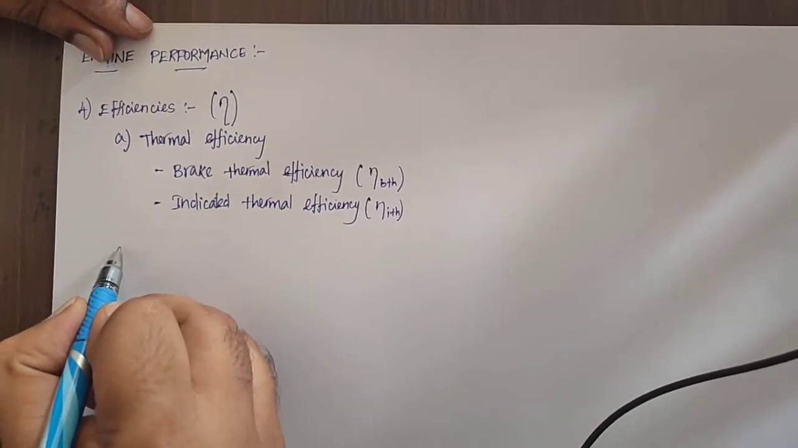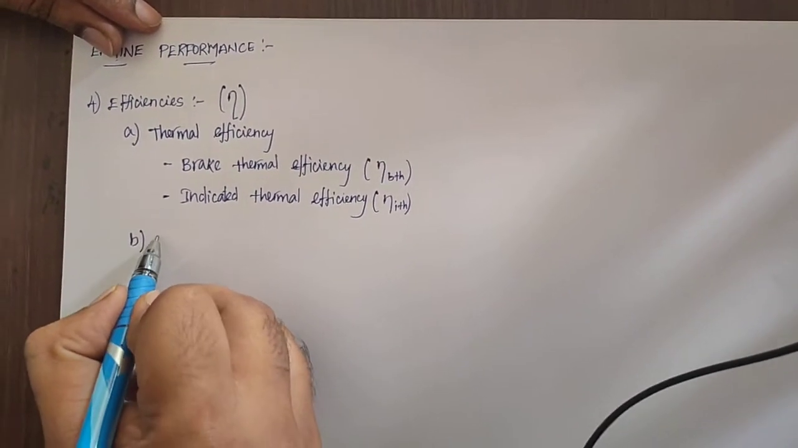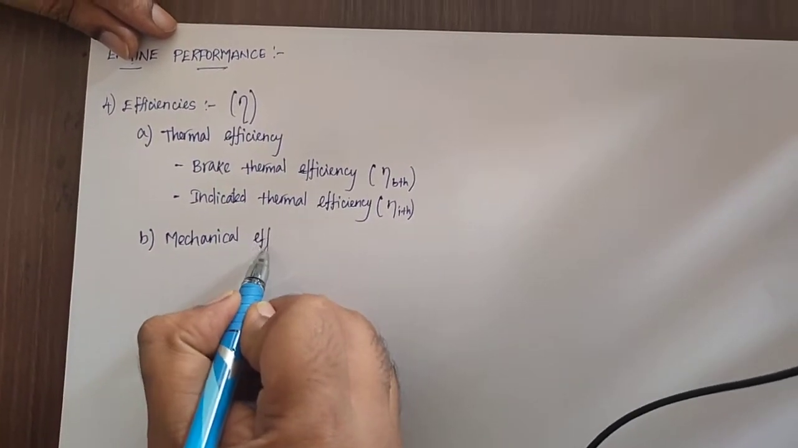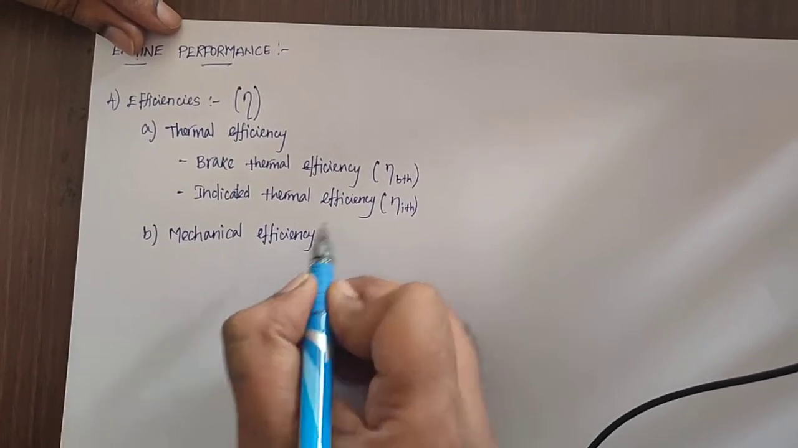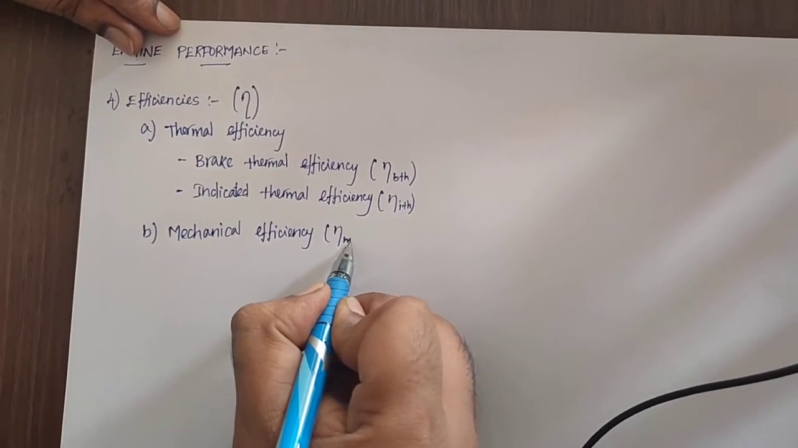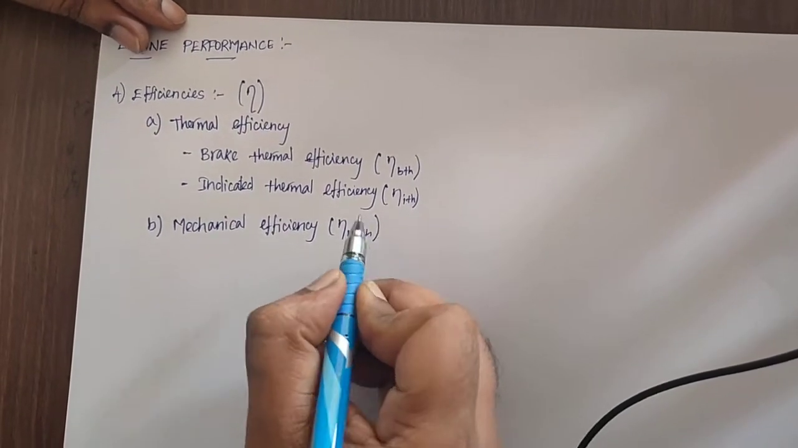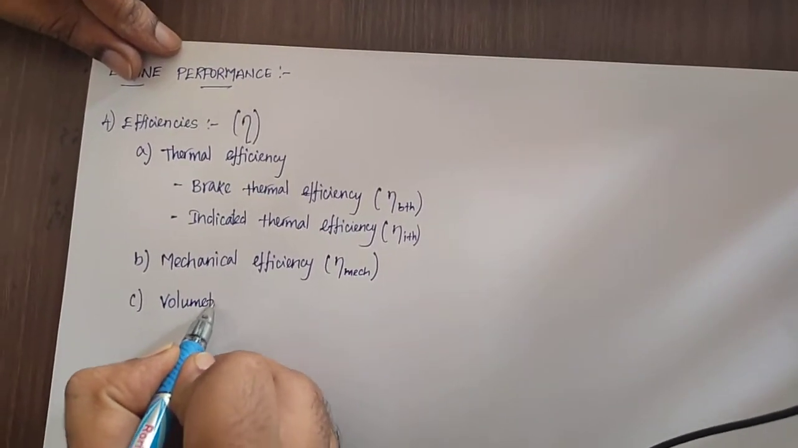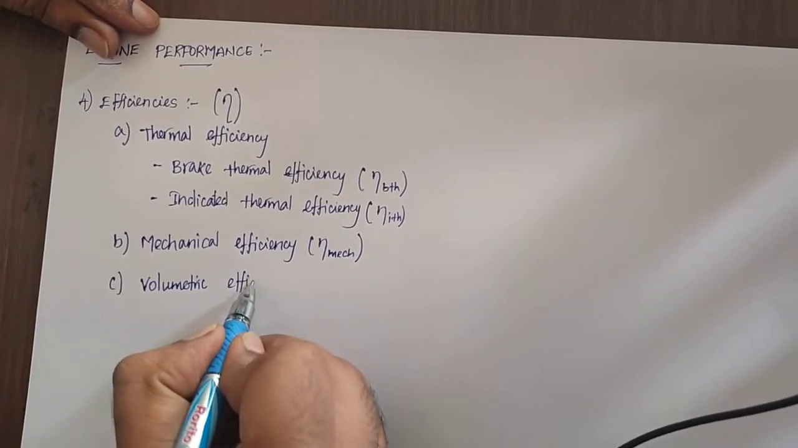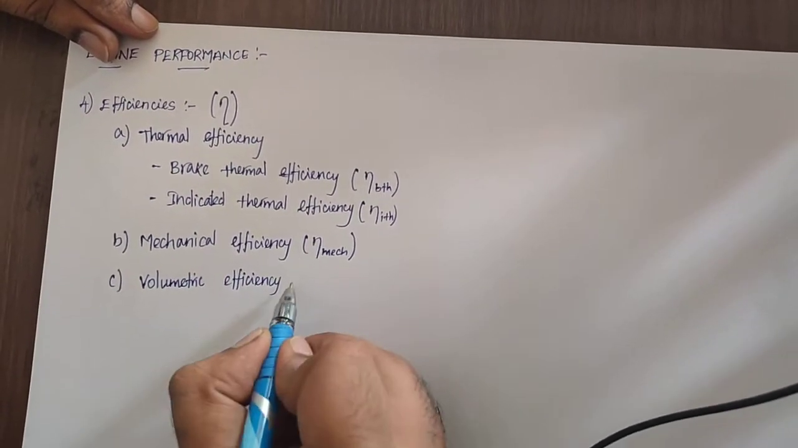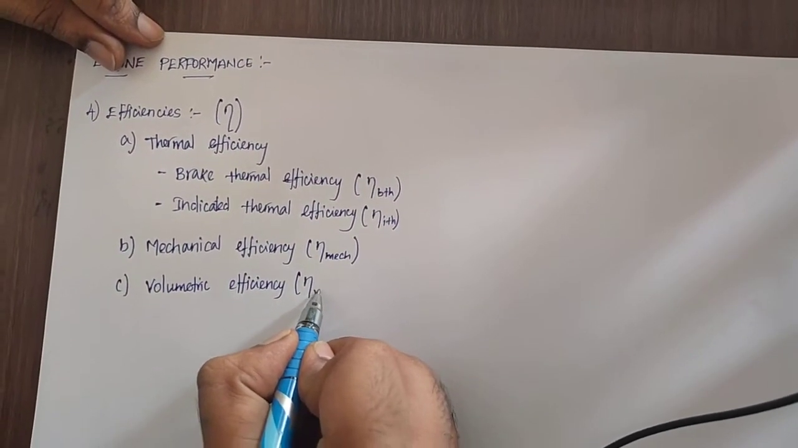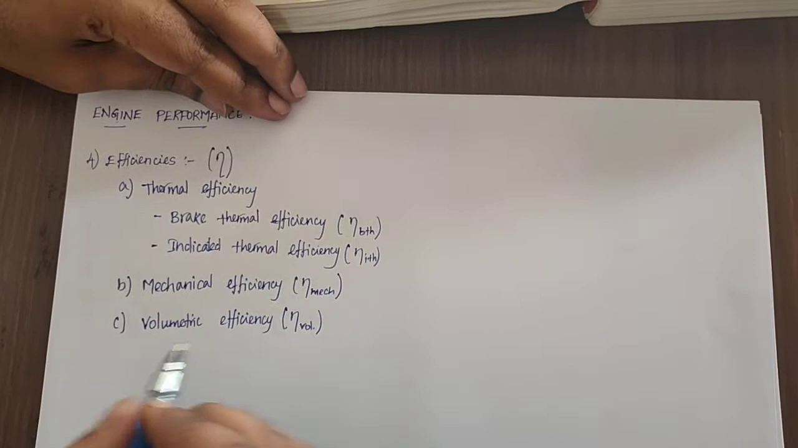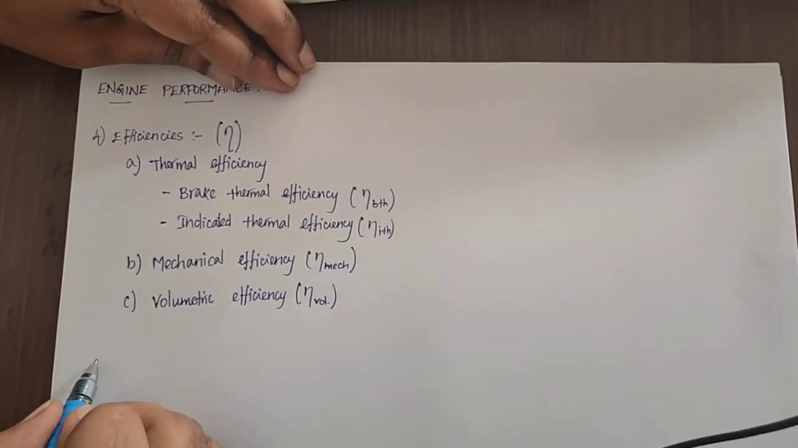The second main classification is mechanical efficiency. It is written as eta of MECH or eta of suffix M. Then the third one is volumetric efficiency. It is shortly written as eta of suffix VOL. Let's see the formulas one by one. The first one is brake thermal efficiency.